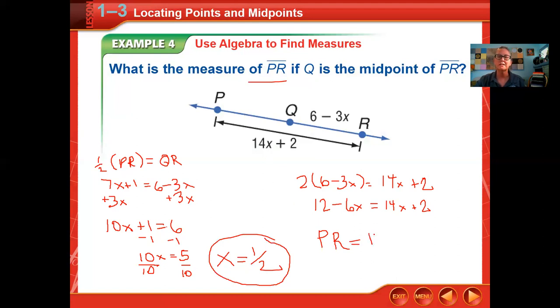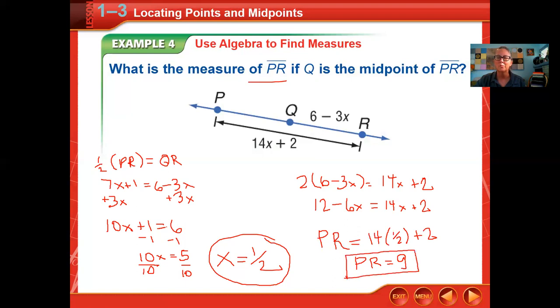PR equals 14 times x plus 2. Well, x is half. So if this stresses you out to write 1/2, we'll just write 0.5 and grab a calculator. But I'm thinking half of 14 is 7. I can do that in my head. So PR is going to equal 7 plus 2. So PR equals 9, my final answer, and I will box it up.